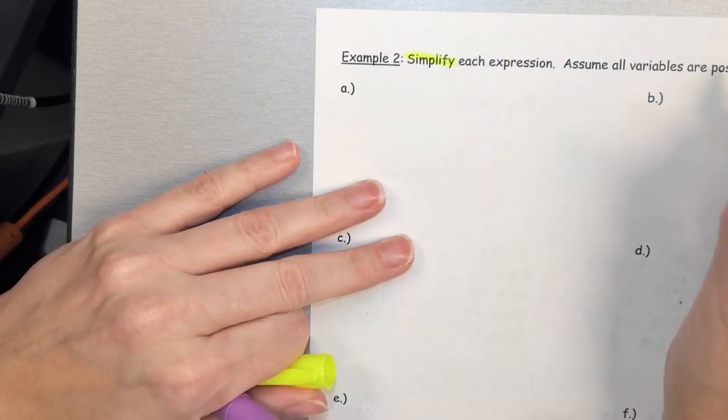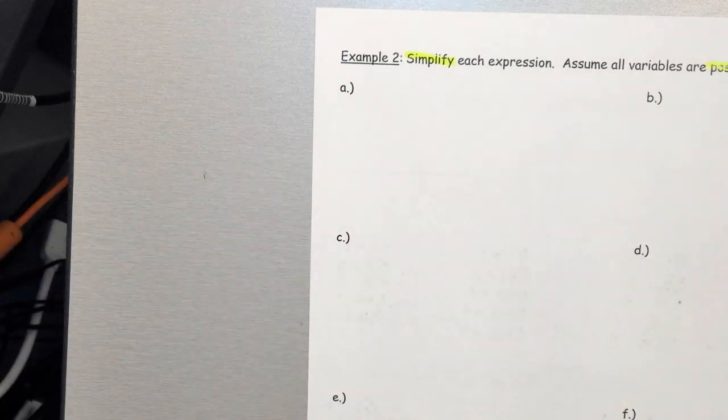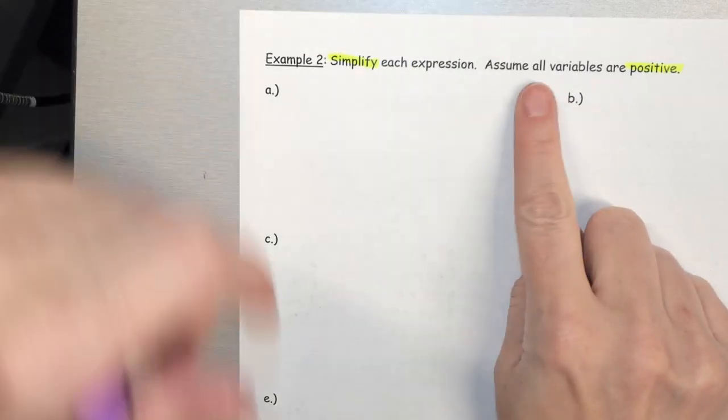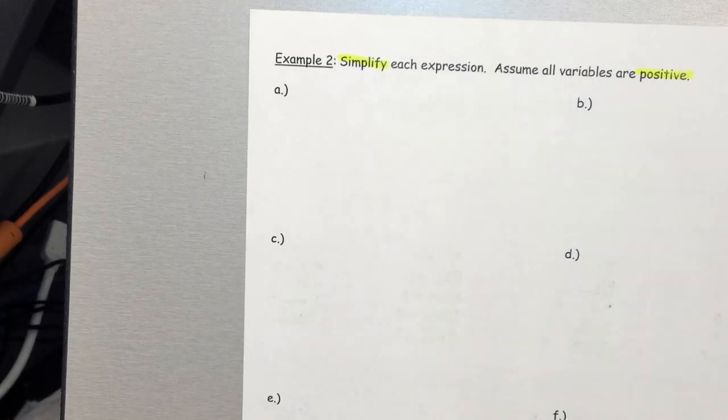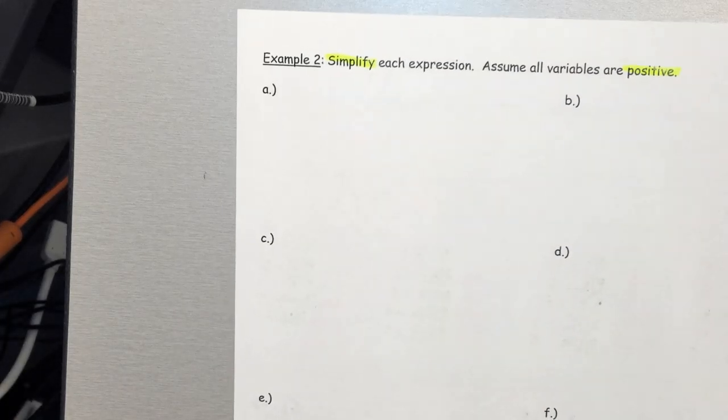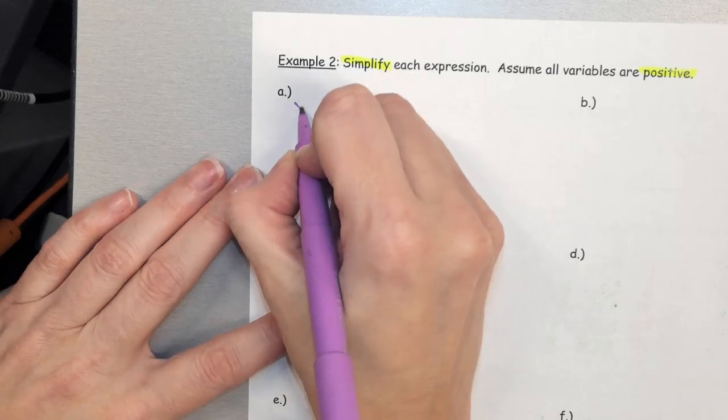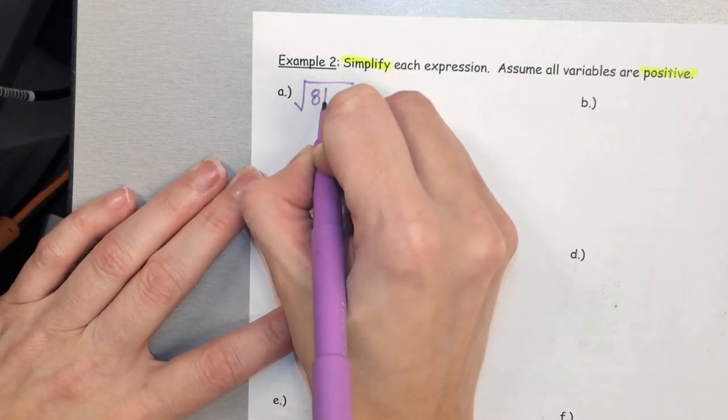Your book doesn't necessarily do this, so if you look in the book for examples, just know that they're going to put like some plus or minuses in there or absolute value. We're not going to worry about that right now, okay? We're just going to simplify. We're going to assume everything is positive.